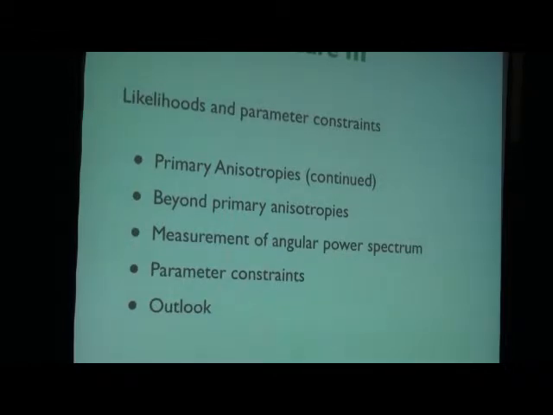The problem is that I also wanted to have enough time to talk about the measurements of the angular power spectrum, parameter constraints, and so on. So I'll include these slides if you want to look at them, because in any case I think it's easier to follow these things if you have some time to look at them. There's also a lot of material online about it by Wayne Hu, for example.